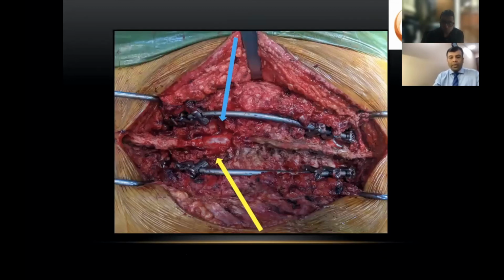This is the intraoperative picture. On the right side, it's the cranial end. On the left side, it's the caudal end. You can see the laminectomy defect, which is shown by a yellow arrow. And the blue arrow is suggestive of the transforaminal approach and facetectomy through which we approached the anterior disc space.